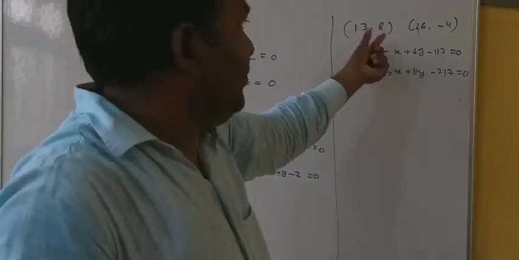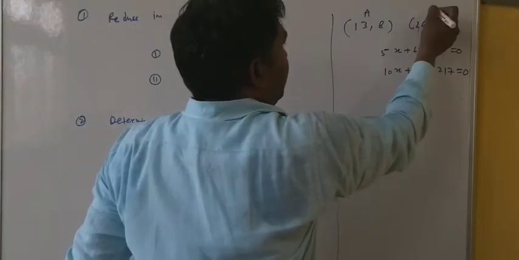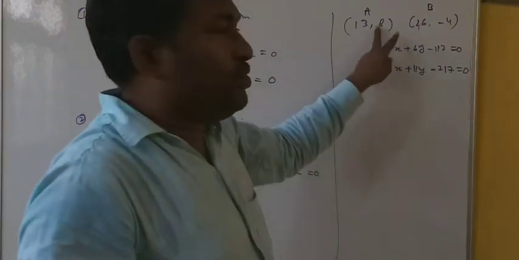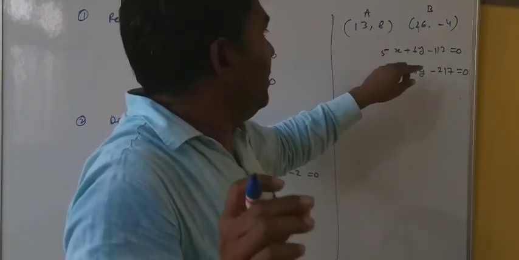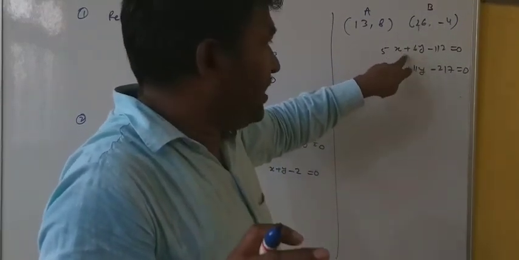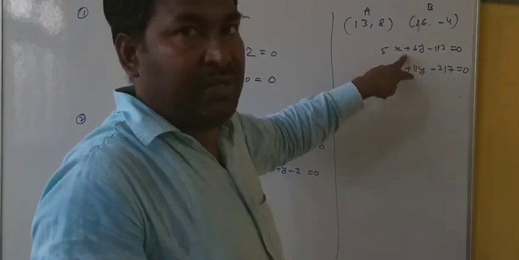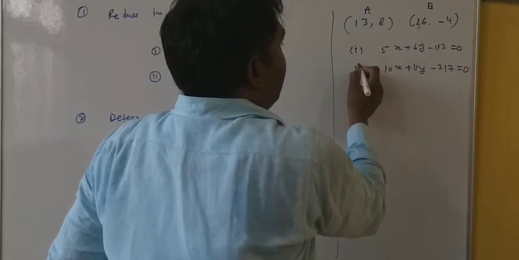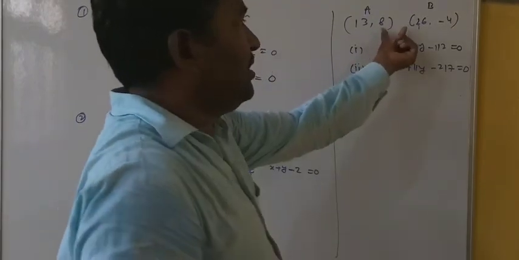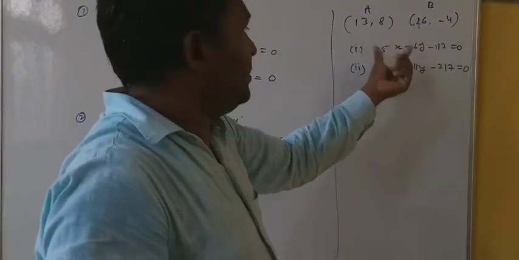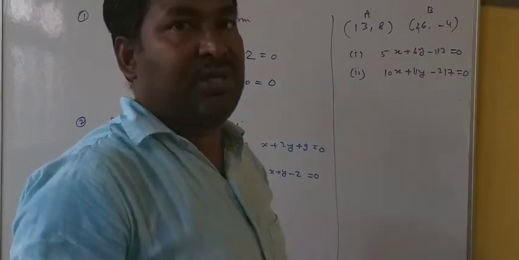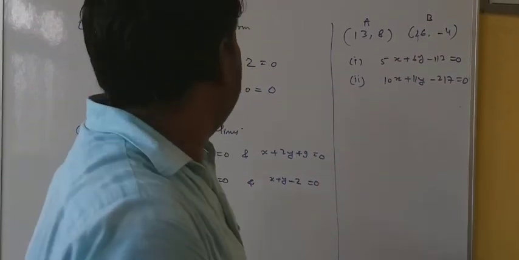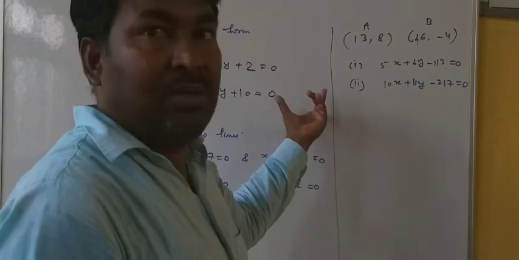And this is the question. You have to check whether these 2 points A and B lie on the same side of this line or on the opposite side of this line. And similarly, for the second line also, you have to check whether these 2 points lie on the same side of this line or on the opposite side of this line. So this exercise is over now.